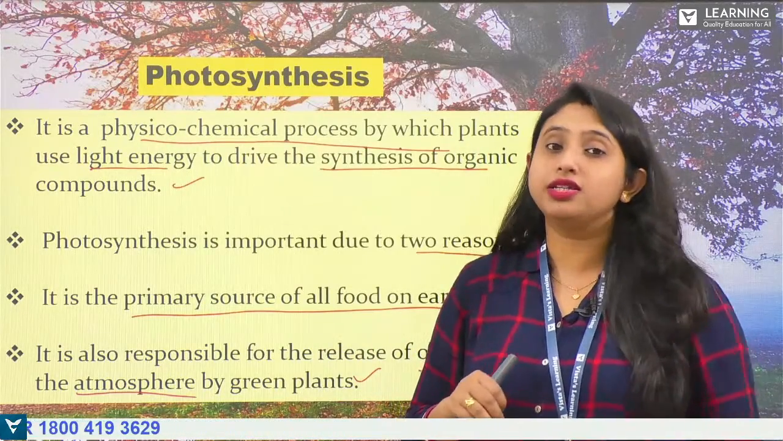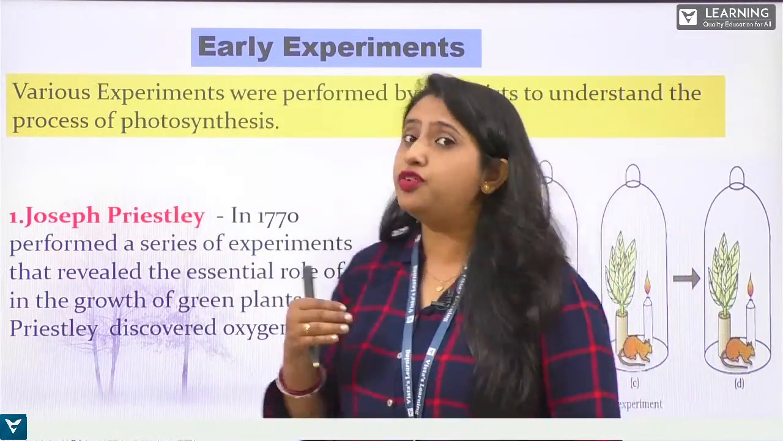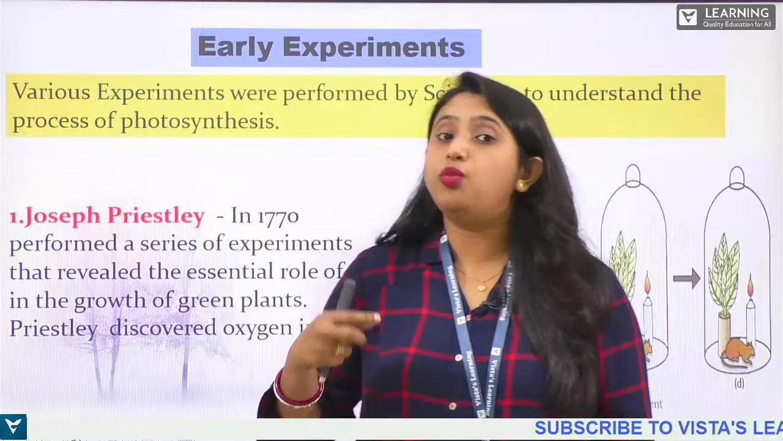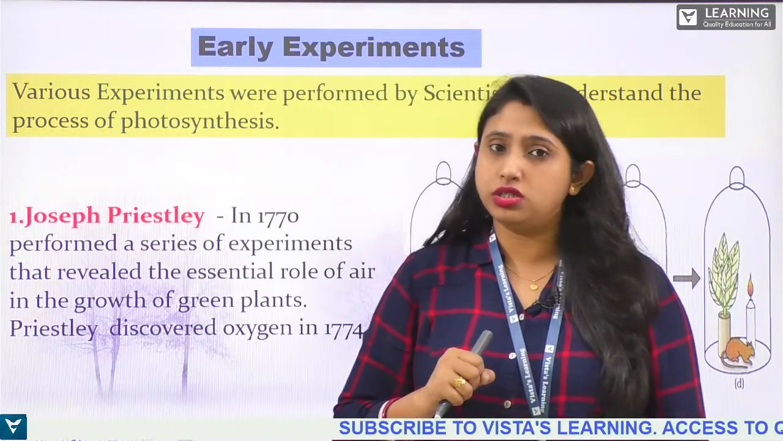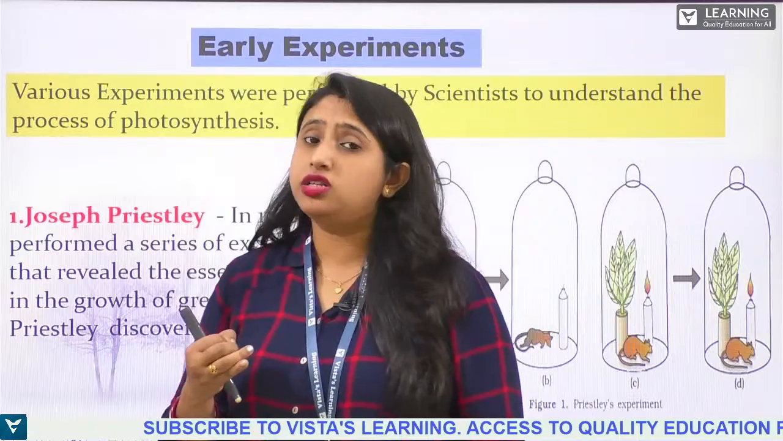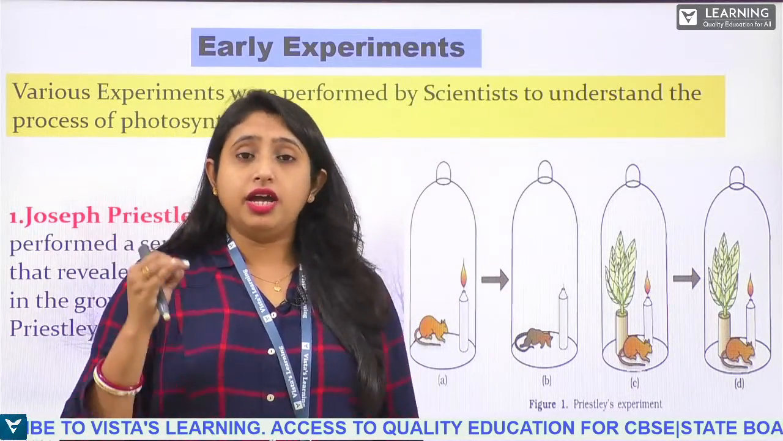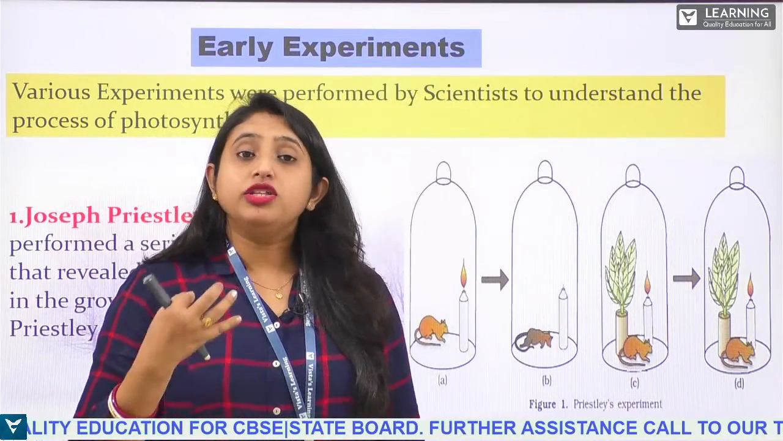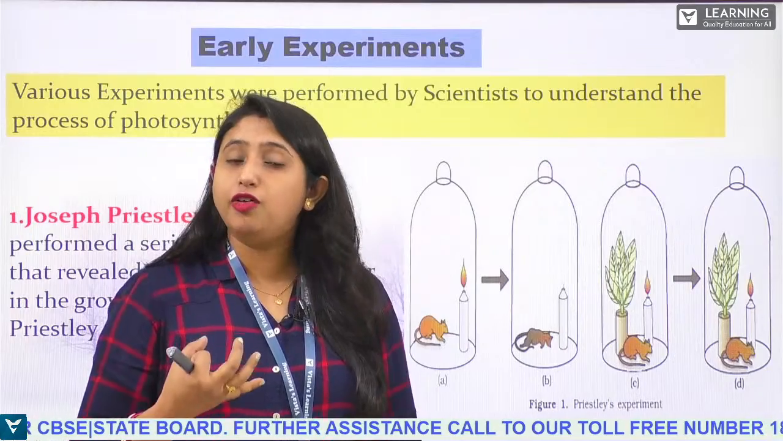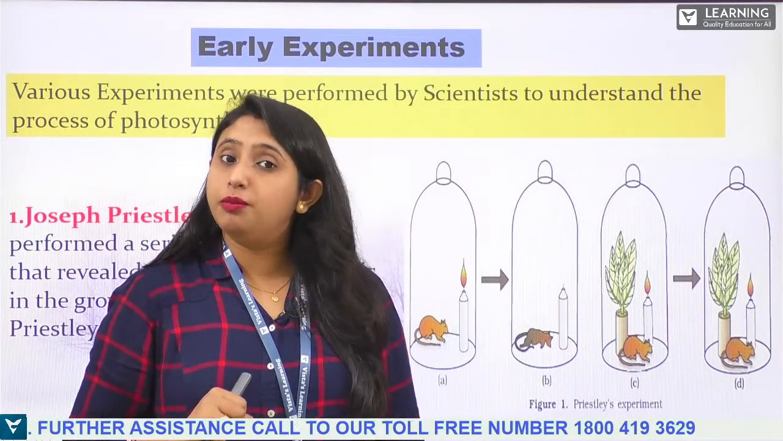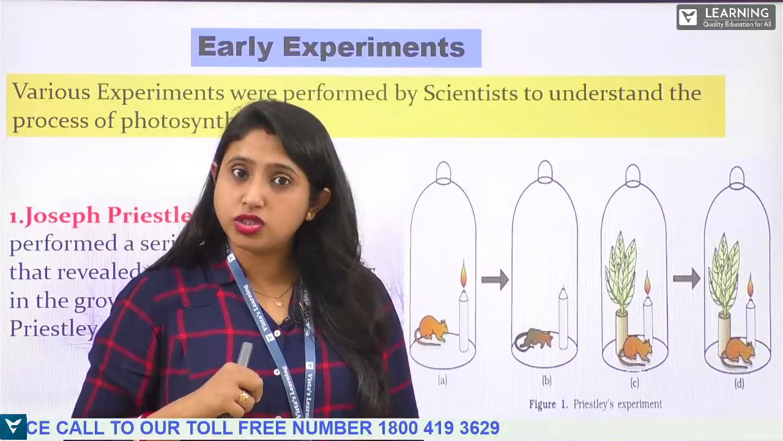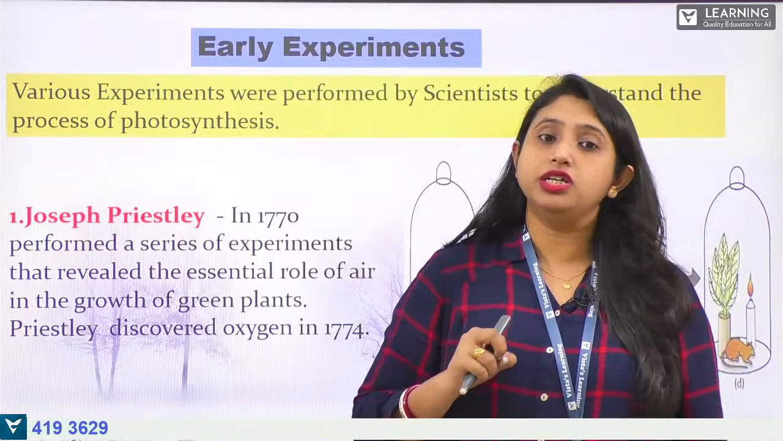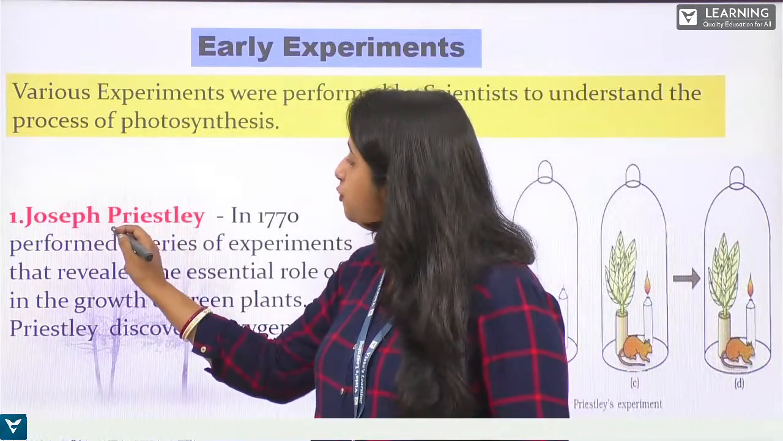So this is photosynthesis. Next, let us talk about the various early experiments done by the scientists to find out the various components of photosynthesis. Various scientists worked and found that oxygen, light and chlorophyll are the essential components necessary for the process of photosynthesis. The first scientist you are going to study is Joseph Priestley.